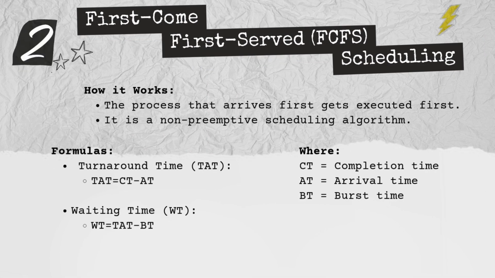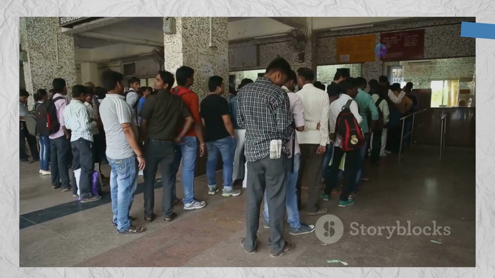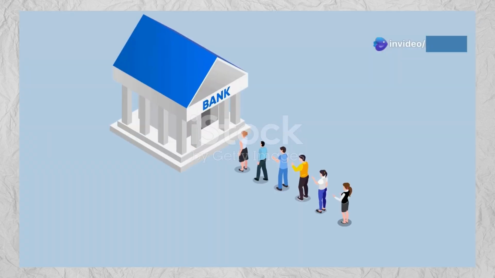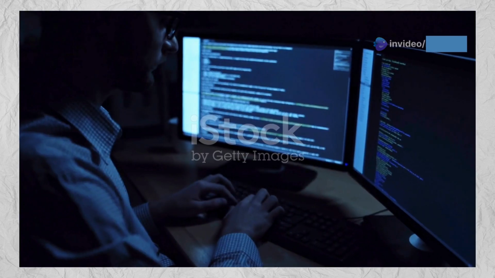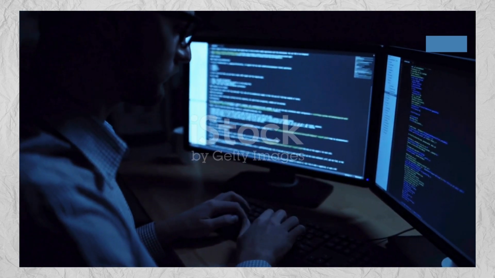What is FCFS scheduling? First come, first served. FCFS is the simplest CPU scheduling algorithm. The process that arrives first gets executed first. It is a non-preemptive algorithm, meaning once a process starts execution, it cannot be interrupted until it completes. Real-world example: think of a queue at a bank. The first person who arrives at the counter gets served first, followed by the next in line. FCFS, or first come, first served scheduling, works in the same way in computers.